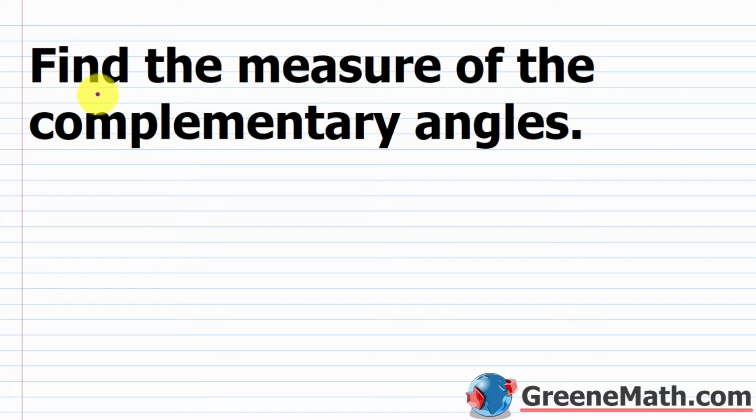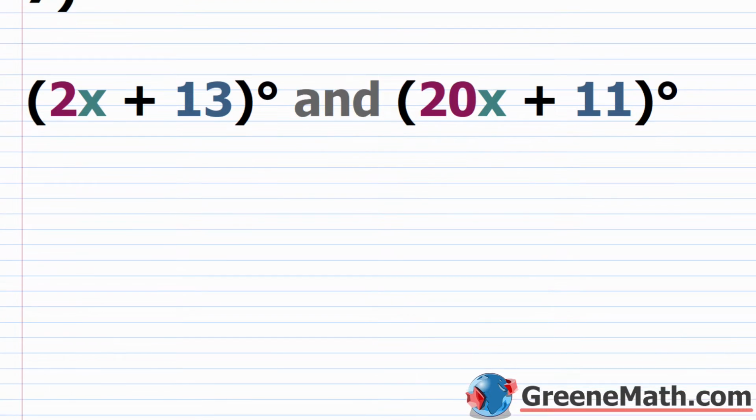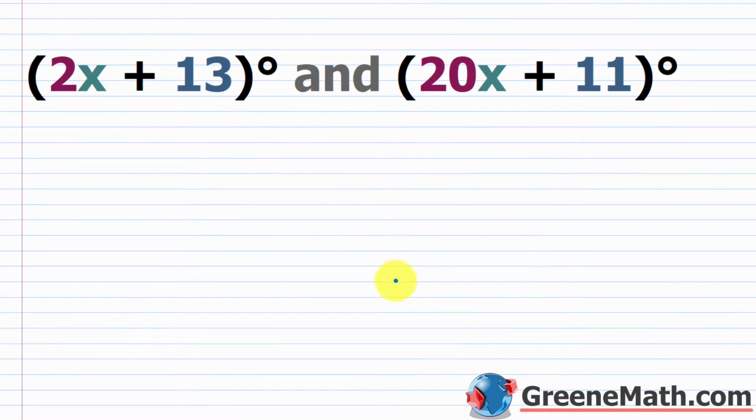All right, now for the next two, we'll have a little bit of algebra. We want to find the measure of the complementary angles. So here for problem 7, you have 2x plus 13 degrees and 20x plus 11 degrees. So there's 2 steps if you get a problem like this. The first part is basically realizing that, again, complementary angles are going to sum to 90 degrees.